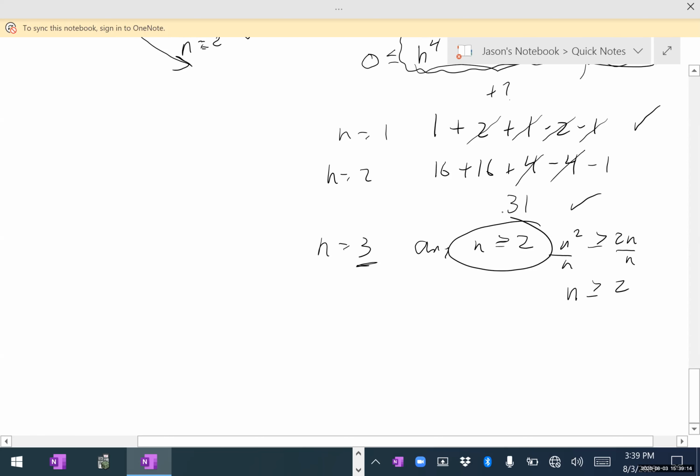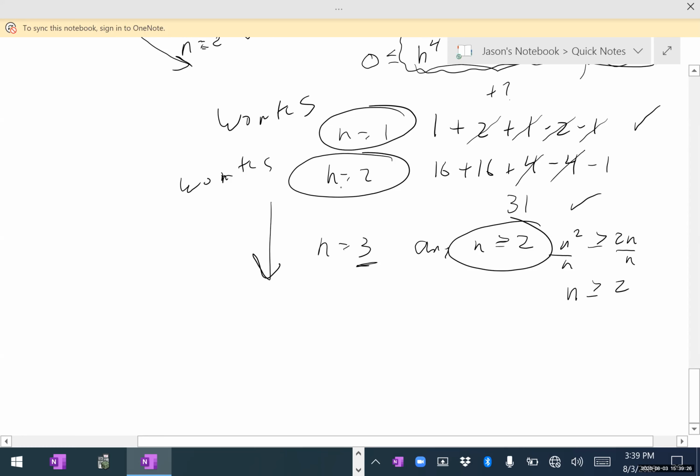So we know that n equals 1 works. We've also shown that it works for n equals 2, and it works for n equals 3. Because for any number bigger than 2 this is always going to be true. Okay, that's fine. And what else do we know?